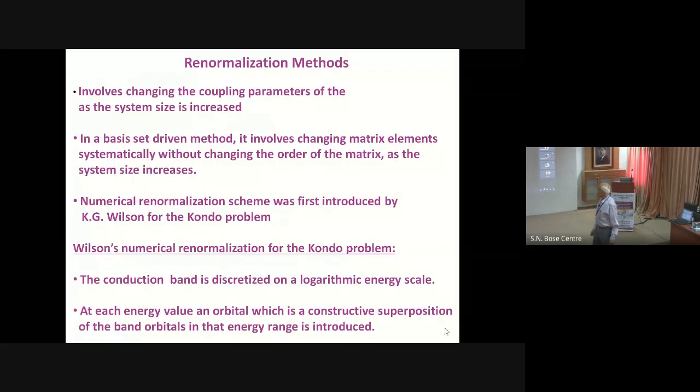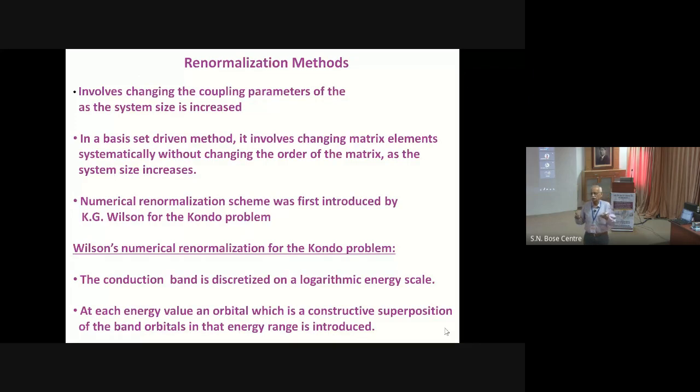Okay, let me talk about the renormalization method. In general, what renormalization means is that given a Hamiltonian of a small system, you change the size of the system to a larger system, the coupling constants get renormalized, but the size of the matrix that is going to represent it does not change.